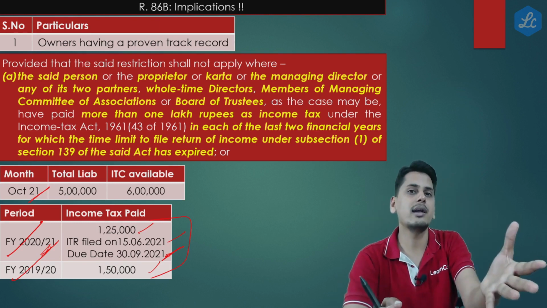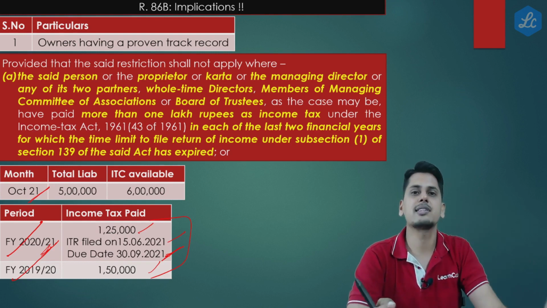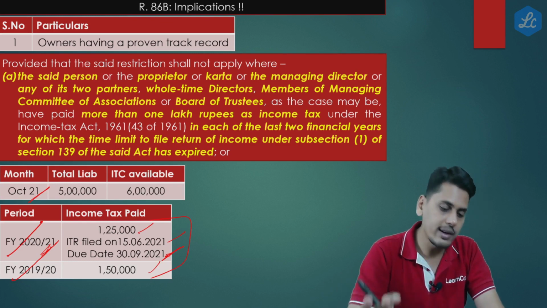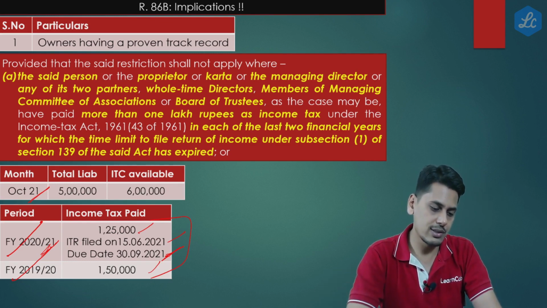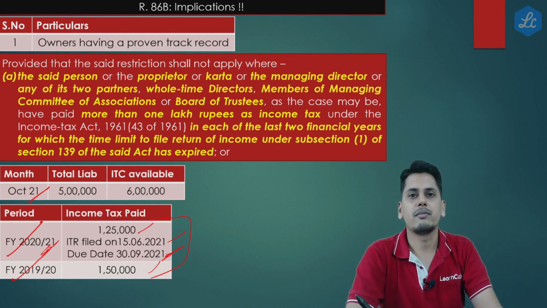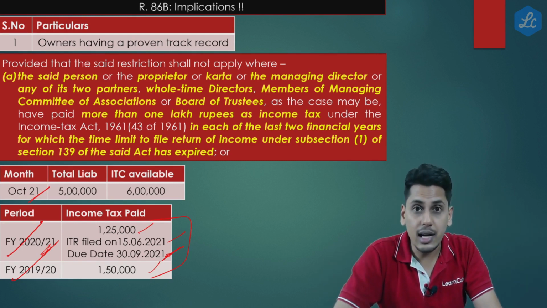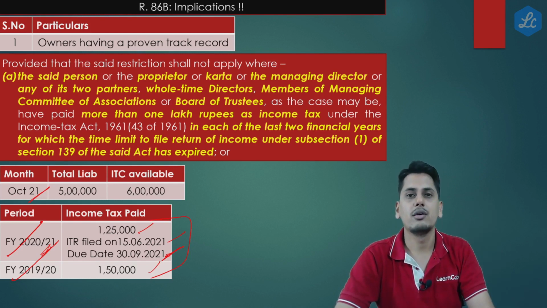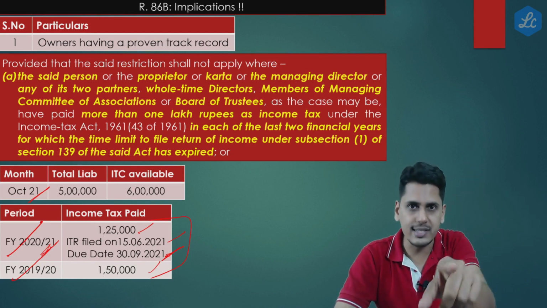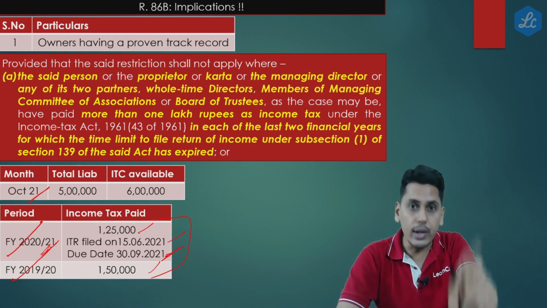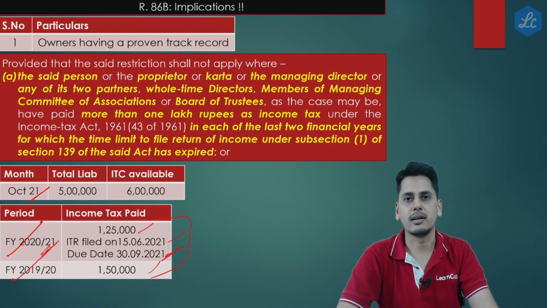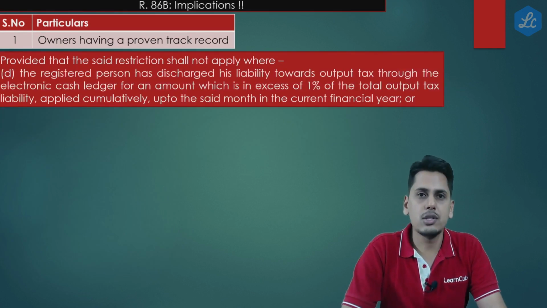Let's suppose there are 10 partners. For any of these 2 partners, if this condition is satisfied, 86B will not be applicable. Similarly 2 whole-time directors, 2 members of managing committee of associations, 2 board of trustees, as the case may be. These persons should have paid income tax more than 1 lakh for 2 preceding financial years. Which 2 preceding financial years? Those for which the due date to file income tax returns under 139 subsection 1 has expired.